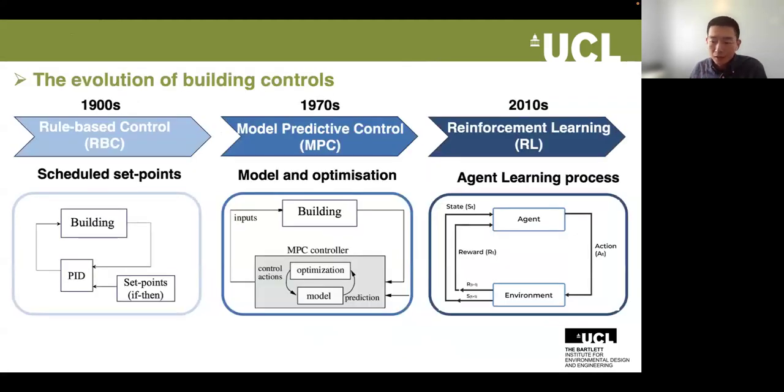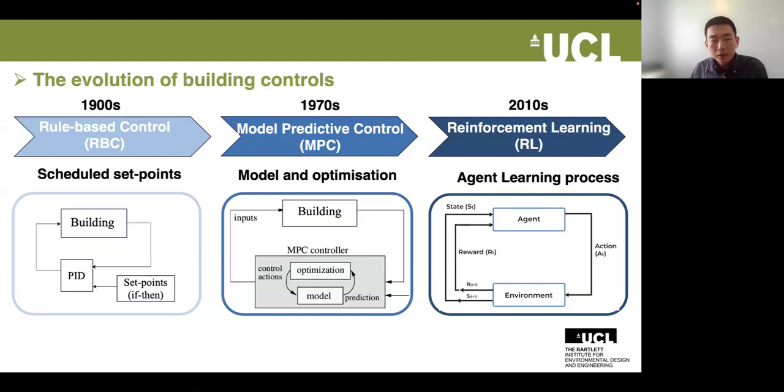Now that was about the concept and theory of reinforcement learning itself. Now we move into the domain of smart buildings, and we want to find a proper place to apply this technology. This slide shows the evolution of building controls in the past decades. In general, we have three generations of building control technologies: rule-based control, model predictive control, and reinforcement learning control. The first one is rule-based control.